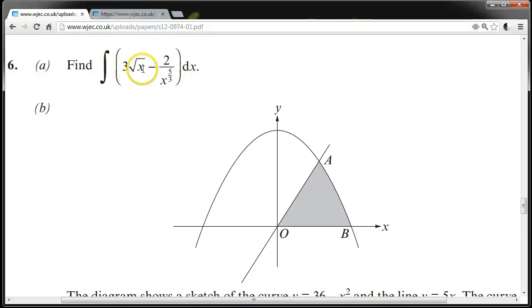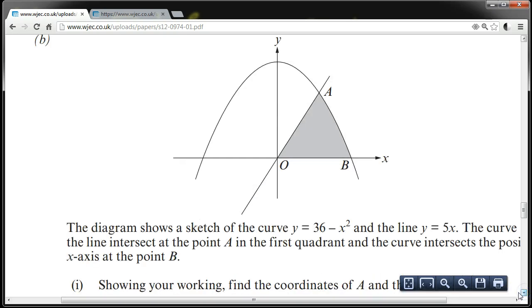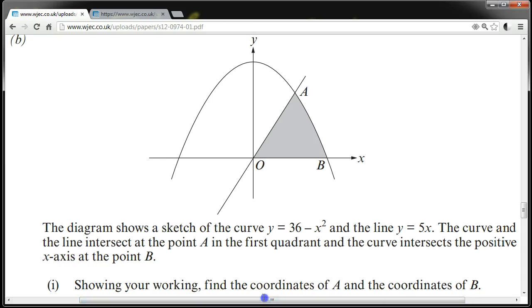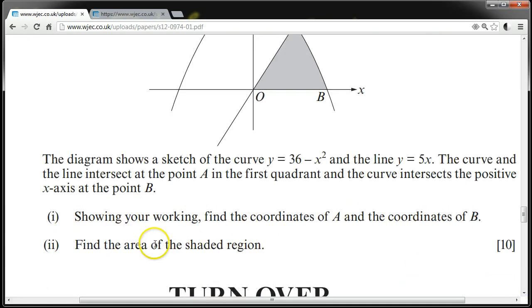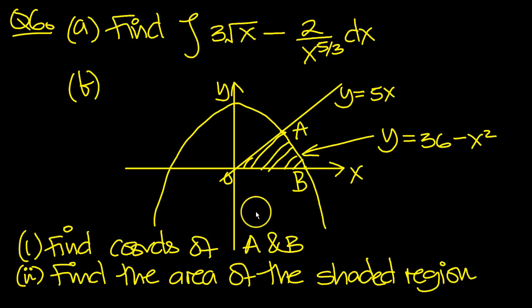Find the integral of 3 root x minus 2 over x to the power 5/3. The diagram shows a sketch of the curve y equals 36 minus x squared and the line y equals 5x. The curve and the line intersect at the point A in the first quadrant, and the curve intersects the positive x-axis at the point B. Show your working, find the coordinates of A and the coordinates of B, and find the area of the shaded region. So I've got the question here in summary form.